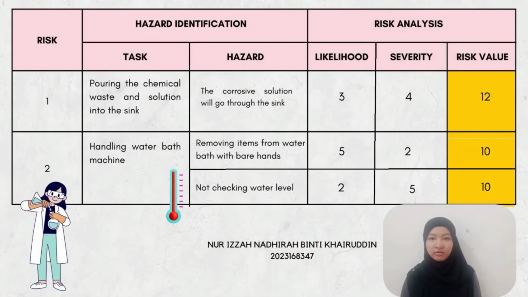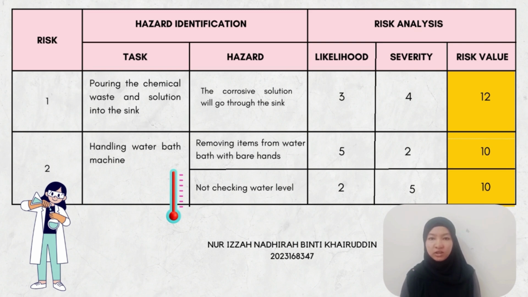Next is table 7, which categorizes and ranks the tasks from the riskiest to the least risky. The first task is pouring the chemical waste and solution into the sink. The risk value of this task is 12, and it is known as medium risky for the lab experiment.